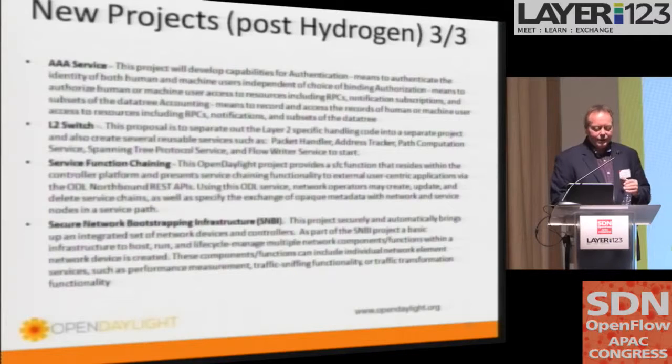AAA service is about authentication, authorization, accounting, and access control. And it dovetails into a larger cross-project activity around general security. Our L2 switch functionality, we want to pull out and separate as its own entity within the controller so that more flexibility and different types of technologies can be applied there, as well as a service function chaining set of APIs that will be introduced. And then being able to ensure that you've got a secure environment from boot all the way through operation is an activity that the Secure Network Bootstrapping Infrastructure project is doing.